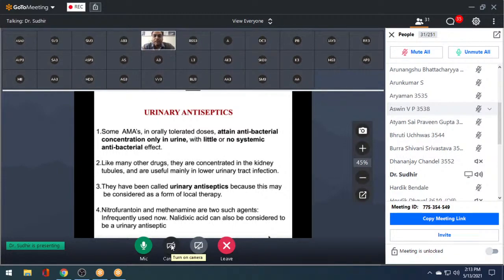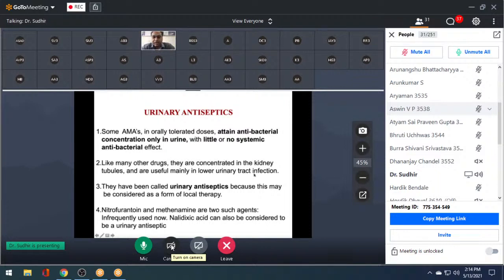That means it is actively secreted, or some passive diffusion inside the urinary tract is there. In the urine, inside the bladder, its concentration will be high, so that it can act locally. Most of the time, these are applied for lower urinary tract infections, that is, cystitis types. It is not applicable for upper urinary tract infections.